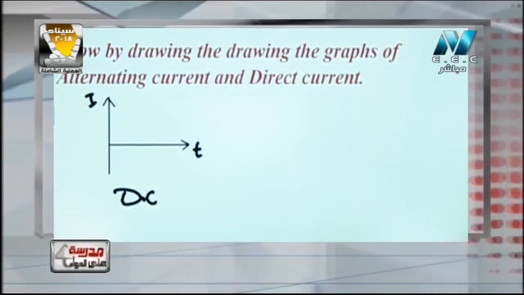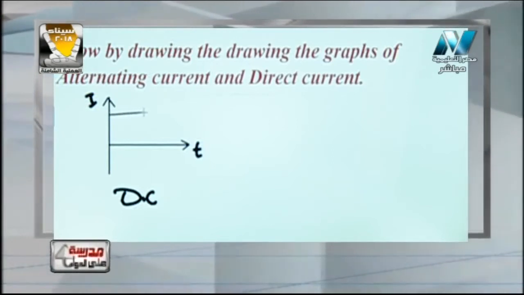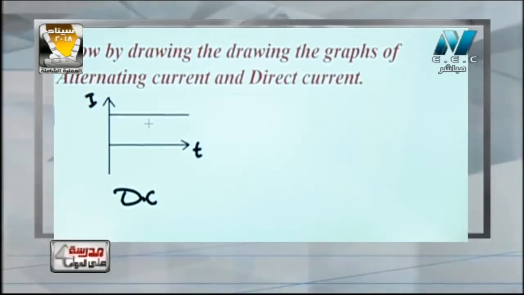Let's see together. Here we have two axes, one for time and one for the electric current intensity. Here I, and here we have T. If we talk about the direct current, DC, here we have constant intensity and direction. So we can represent this relation between electric current intensity and time as a straight line parallel to the time axis, as we see like that.